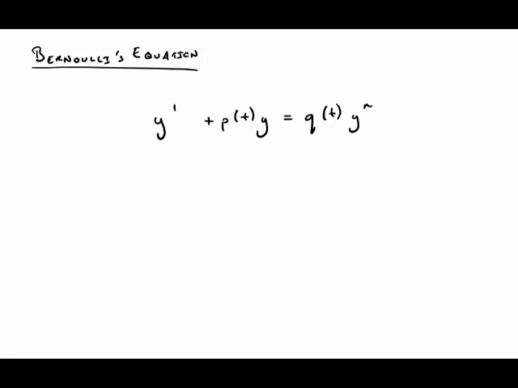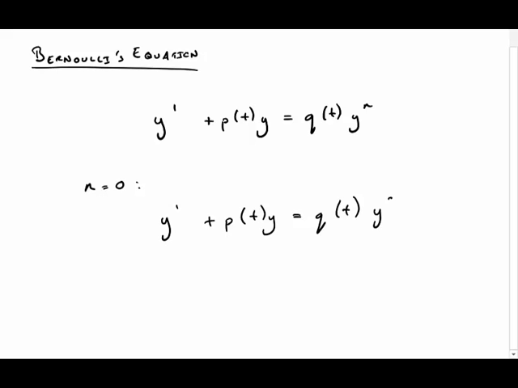But first of all, let's look at the case when n equals 0. Well, when n equals 0, what do we end up with? We end up with the first derivative plus this thing times y equals q of t times y to the power of 0, so that's just going to be 1. So when n is 0, it's just linear. And likewise, when n is 1, we just end up with y to the power of 1, so it's going to be y.